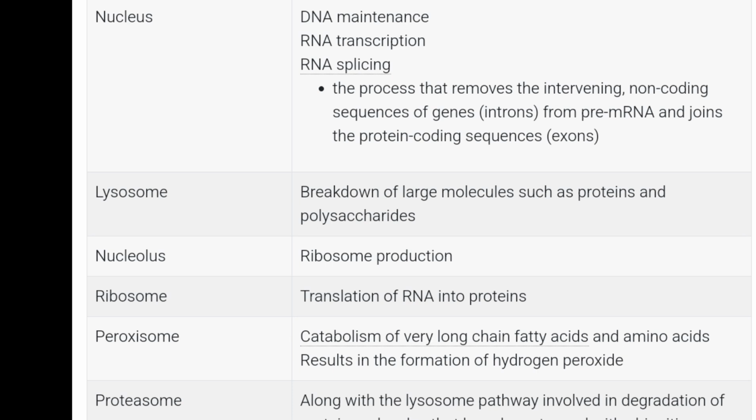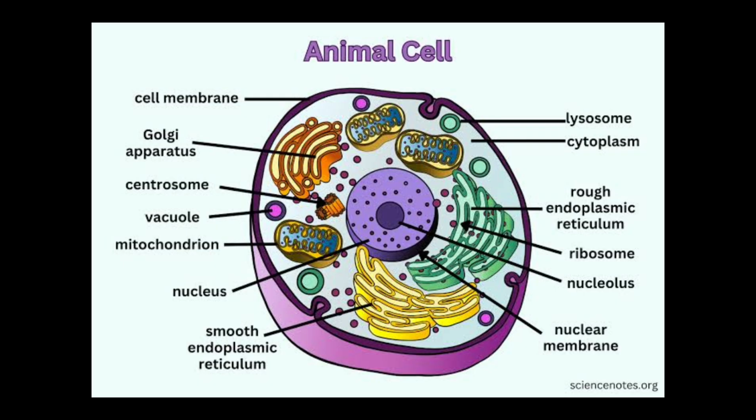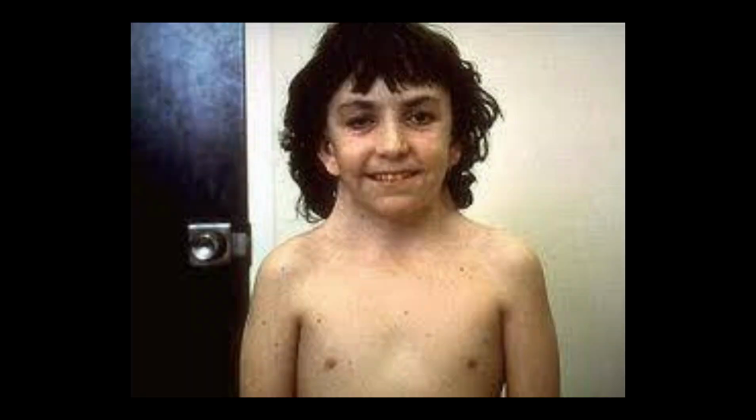So this was all about cell organelles, and after that I'll show you a picture where you can see an animal cell, and in this animal cell you can see the nucleus, and you can see smooth and rough endoplasmic reticulum, lysosomes and mitochondria. Then after that, there is another topic which is very, very important from the examination point of view.